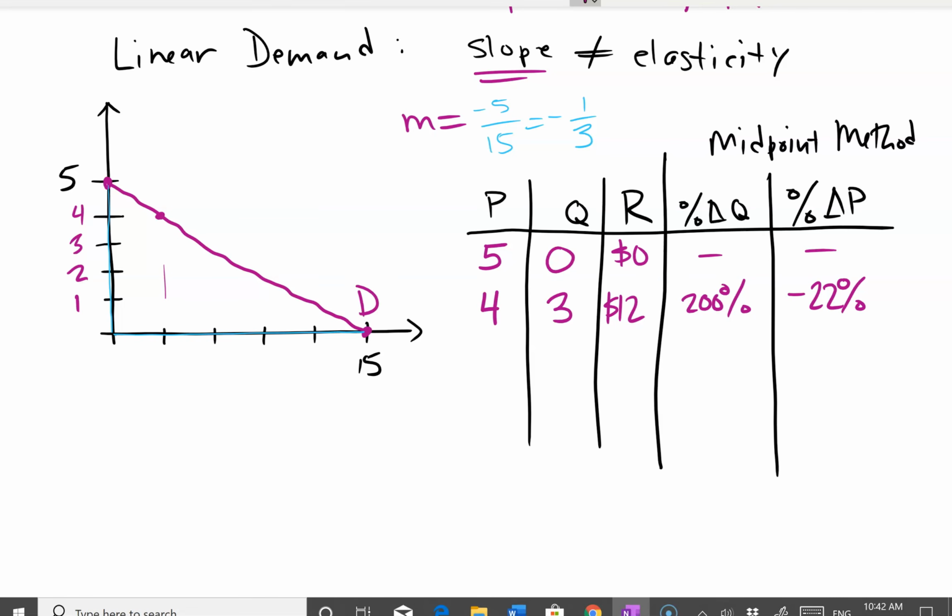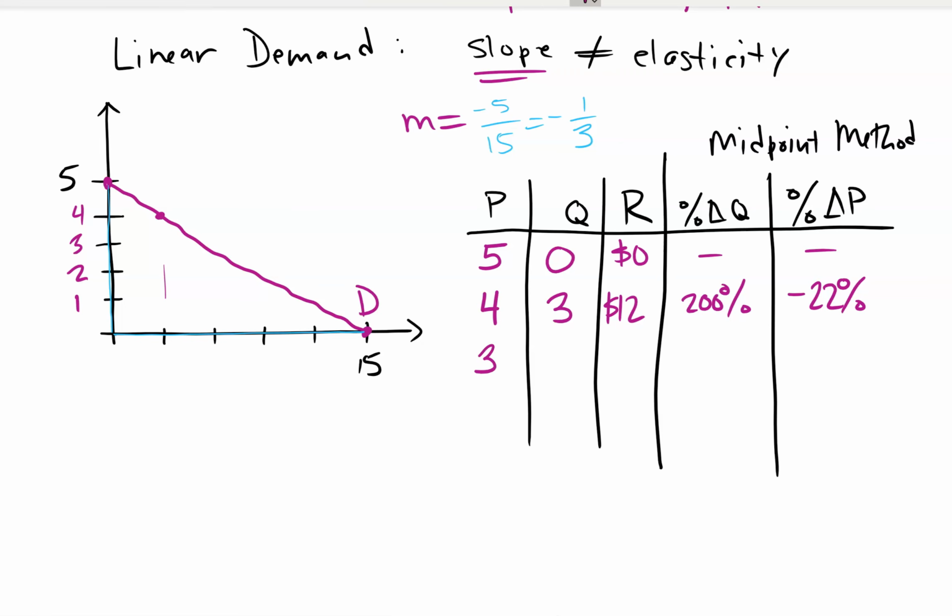So anyway, you can see clearly that this is elastic. When the price is 3, they want to buy 6, so we get up to 18, right? That one we went from 3 to 6, so we're doing 3 divided by the midpoint, which is 4.5. So the quantity went up 66%, and the price went down by 1.